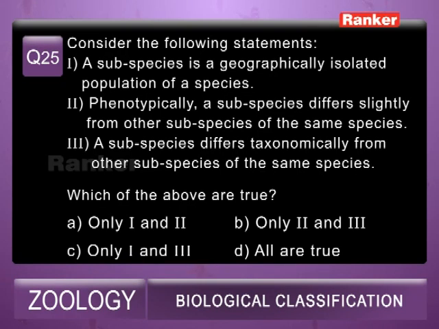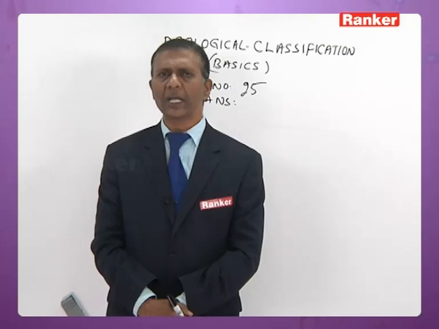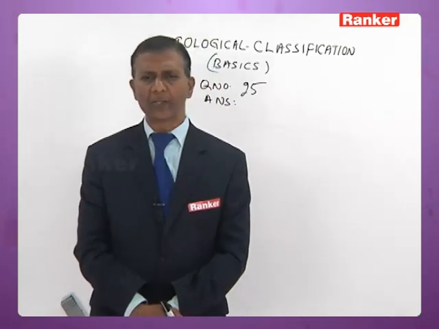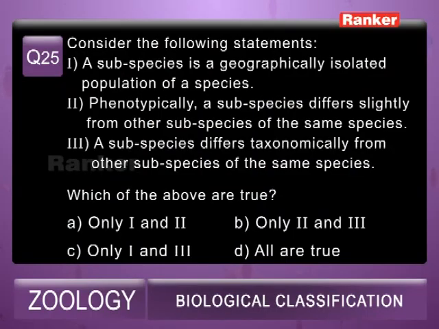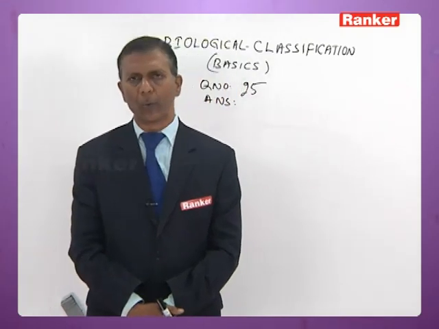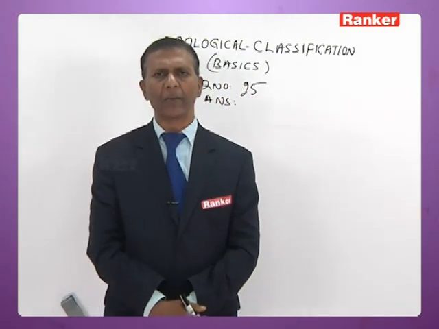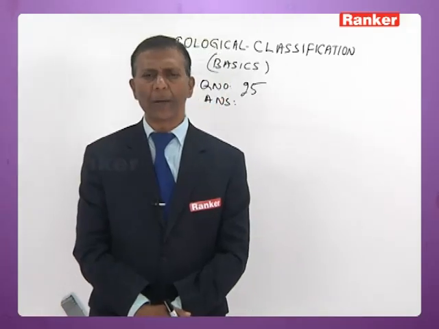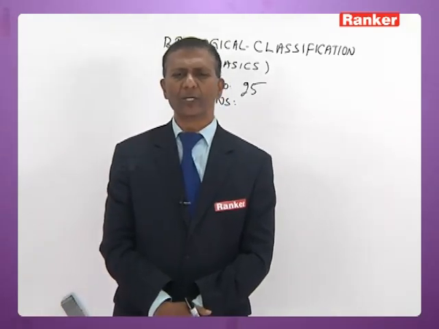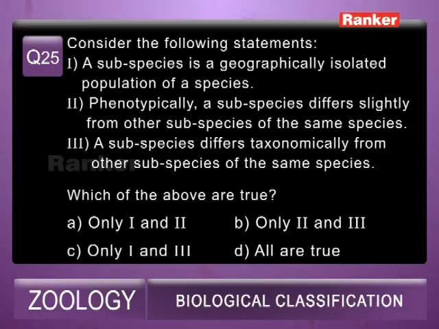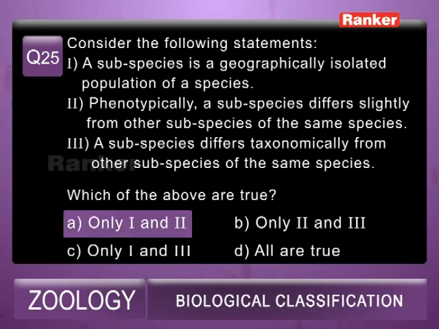Then second option, phenotypically a subspecies differs slightly from other subspecies of the same species. Yes, two subspecies of a species differ from each other phenotypically, so that is also correct. Third option, subspecies differs taxonomically from other subspecies, it is wrong. Both belong to the same taxonomic group, that is, genus is same, family is same, order and all of them are same. So the third option is wrong. The first two options are correct. So the answer for the 25th question is A, that is, only 1 and 2 are correct.